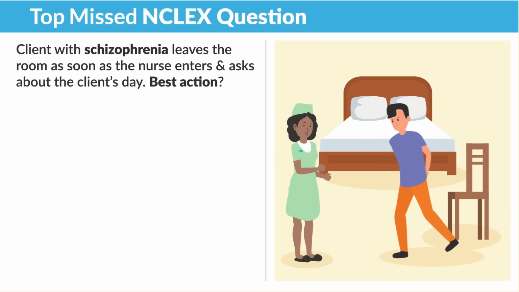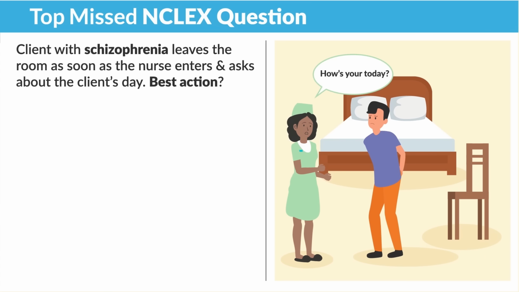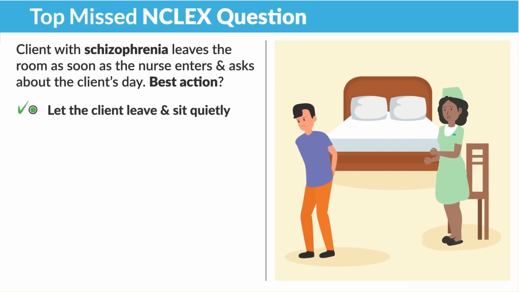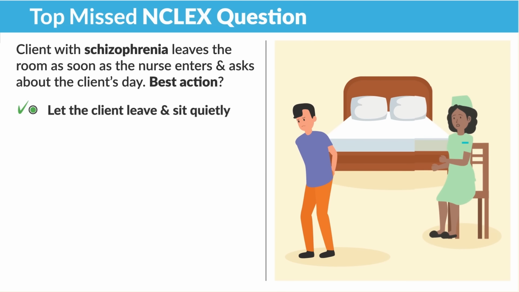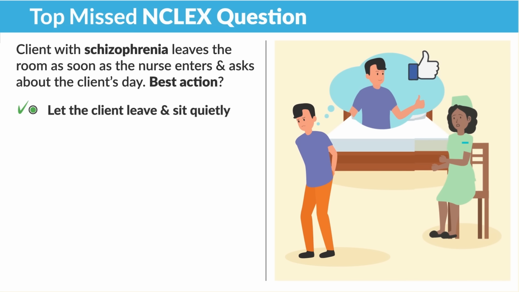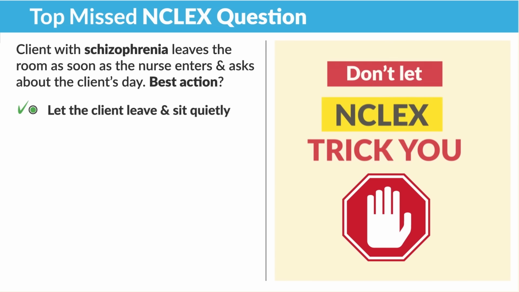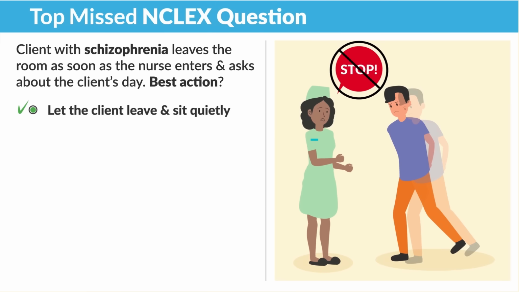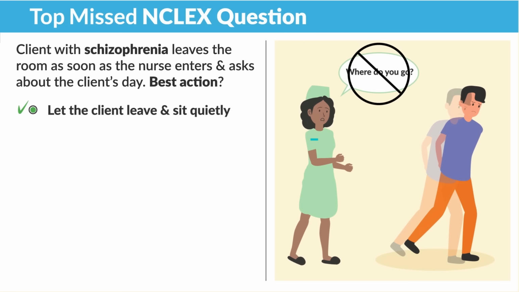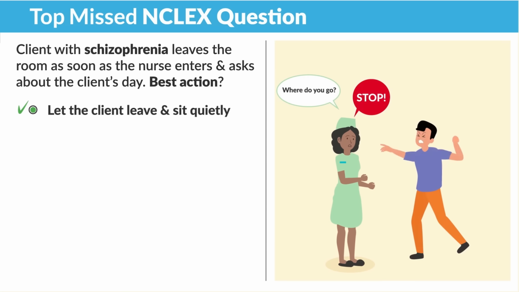The client with schizophrenia leaves the room as soon as the nurse enters and asks about the client's day. What's the best nursing action? Let the client leave and sit quietly. Yeah, just sit down and be quiet. Now, I know this sounds weird, but this is the best way to slowly earn the client's trust, by frequently making contact and accepting the client's free decision to go where they please. So don't let the NCLEX trick you here. Don't try and stop the client, and don't follow the client or even ask where the client's going. All these are non-therapeutic and will cause more anxiety and even more paranoia in the schizophrenic patient.